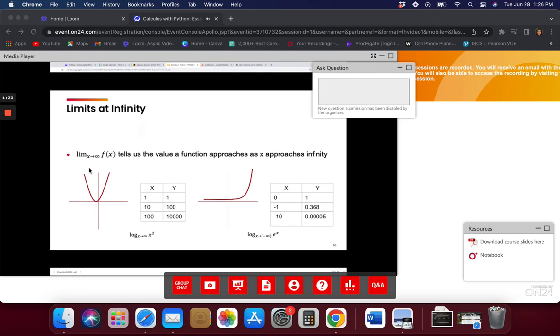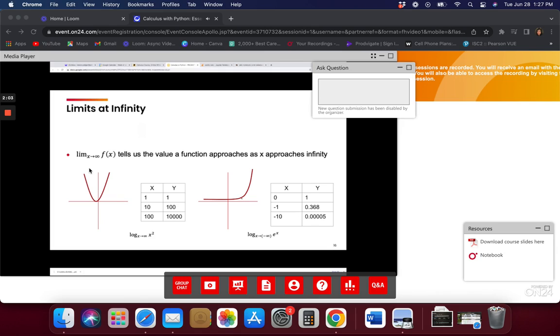And then we can similarly see, if we wanted to take a look in the negative x direction, as x is approaching negative infinity, our value of y is also increasing exponentially. These should be limit, not log. Sorry for the typo. So the limit as x approaches negative infinity is also infinity.